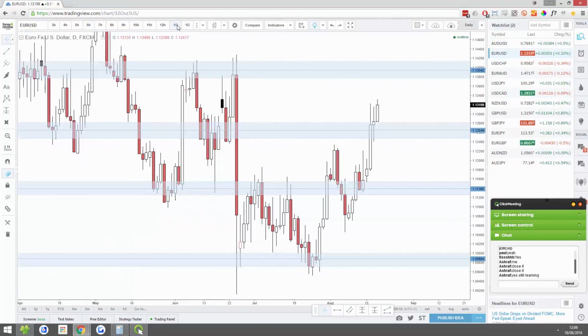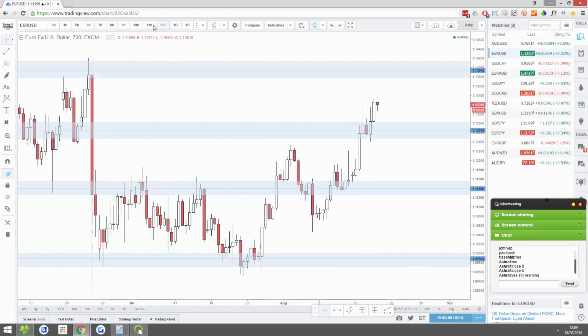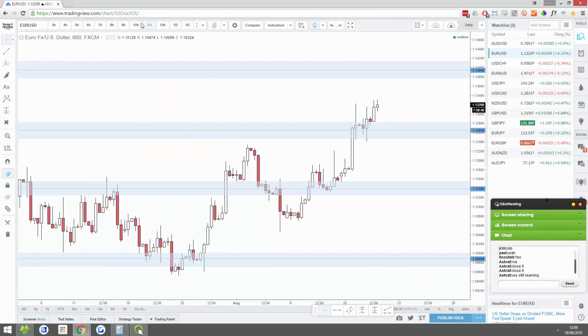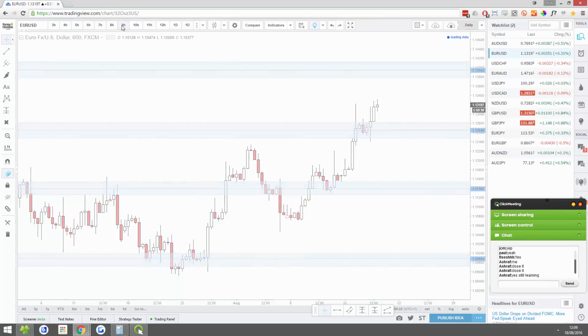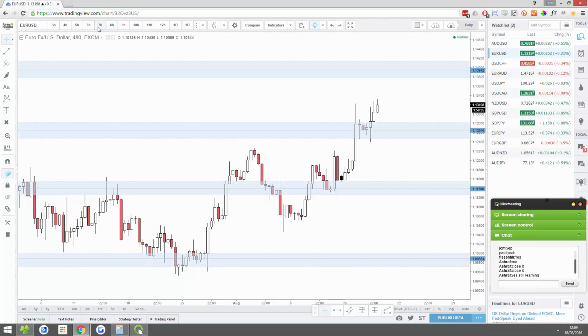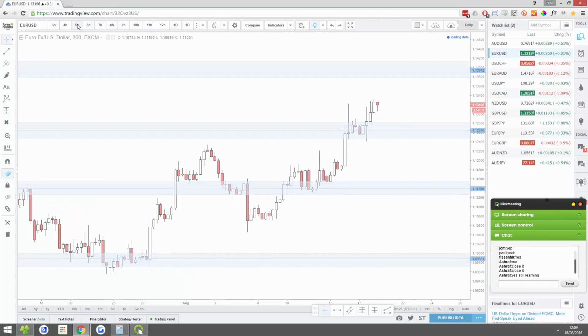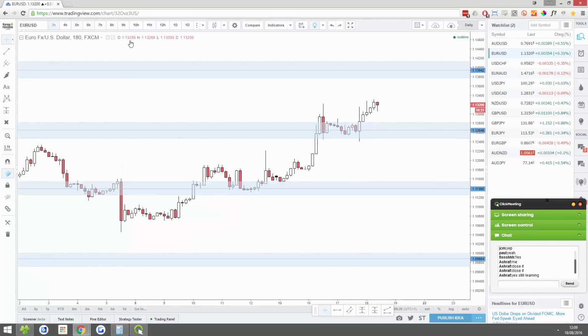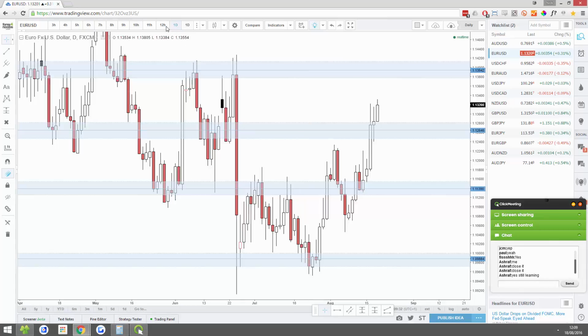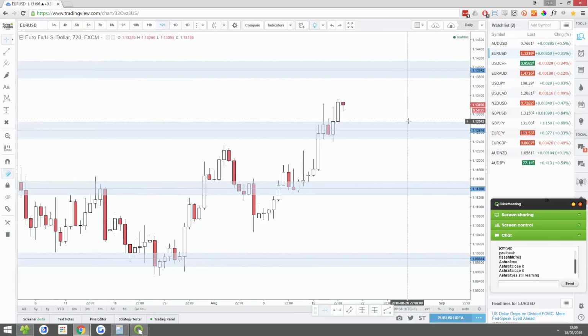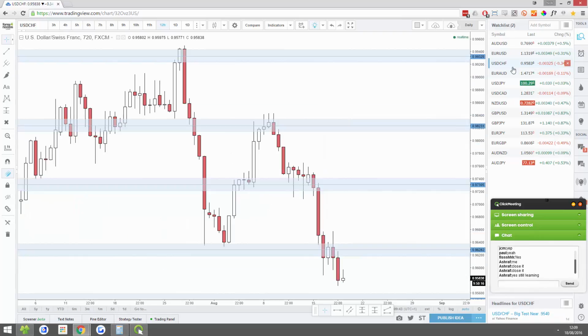Okay, so Euro USD. Now the setup on this pair did not trigger. Price continued to move up, and there's nothing really forming on Euro USD right now. But I think we were looking for a daily chart setup on Euro USD, and yeah, it never ended up triggering. It's moving up. There's nothing really forming on Euro USD.